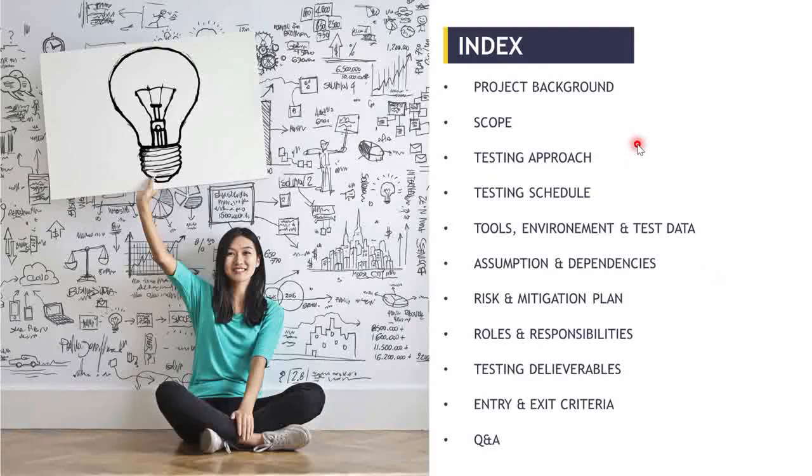So let's start. You see my screen here. So let me quickly cover the index part. Today in this test strategy document, we'll discuss project background, then scope, then testing approach, schedule, tools, environment and test data, then a couple of very critical sections from project management and program management perspective, which are assumptions and dependencies, your risk and mitigation plan. Then we'll talk about roles and responsibilities, testing deliverables, entry and exit criteria, and your last slide is Q&A.